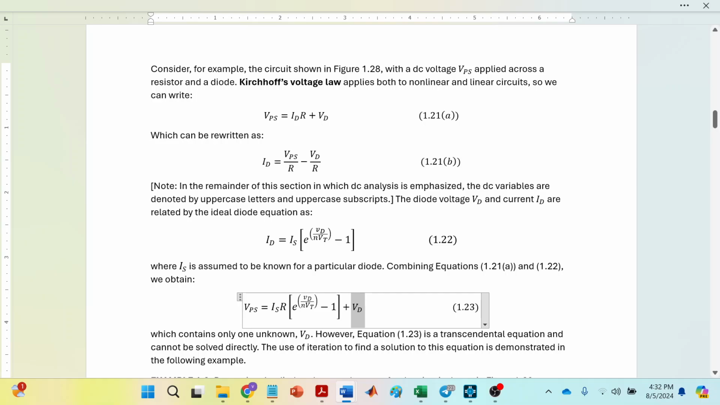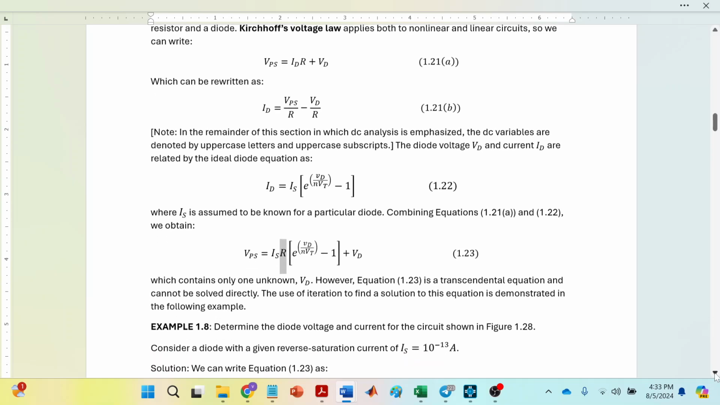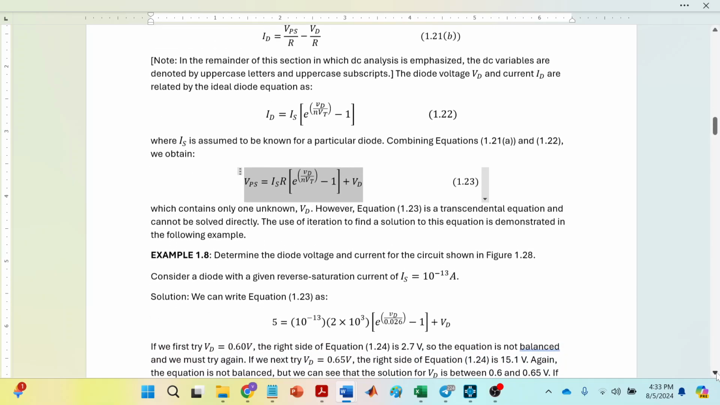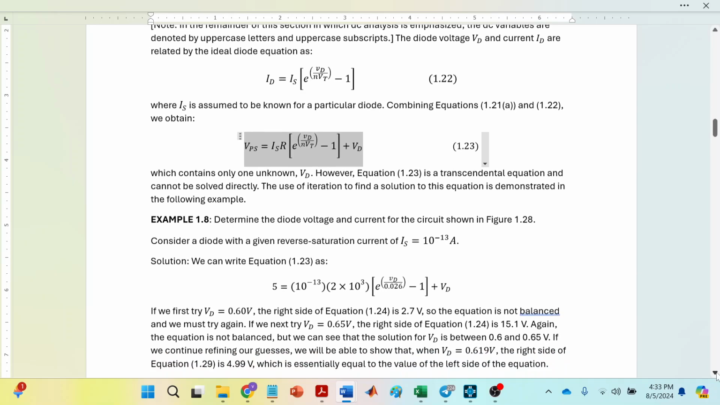So the VPS, which is the power supply voltage, is known, the reverse bias saturation current is known, the value of the resistor is known, VT is known, N is known. So you might say that you can just solve for the value of VD, but unfortunately it's not possible to solve for the exact value of VD because this is a transcendental equation. So one is not really able to solve for VD directly. Hence the use of iteration, trial by error, and graphical approach.